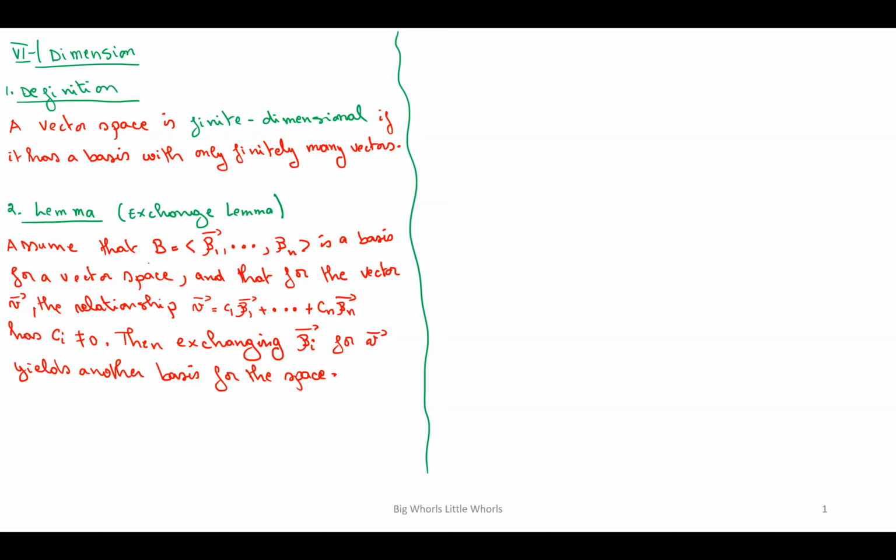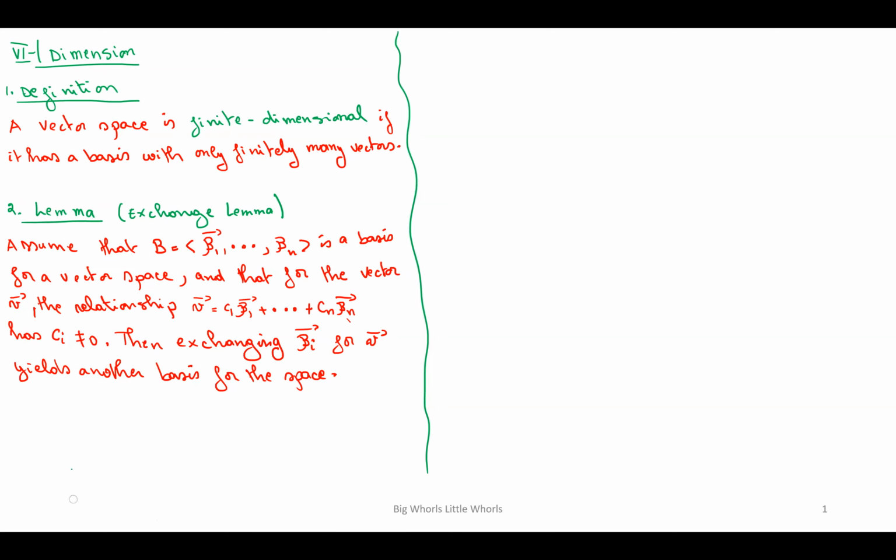So basically, if you have a vector space and we already have a basis for that space, and we have a vector from that space, that can of course be written as a linear combination of the elements of the basis, then if we exchange an element of the basis with the vector v, we will get another basis for the space.